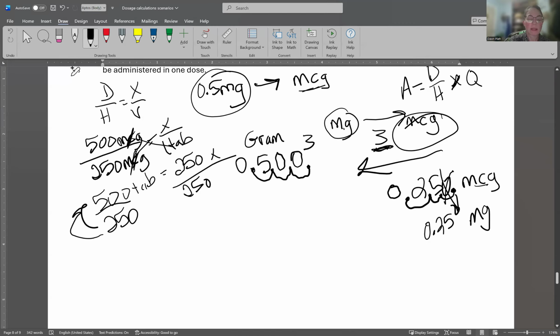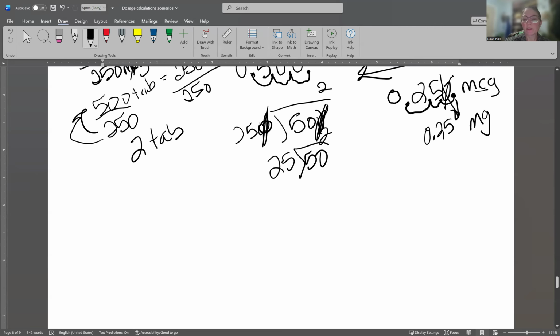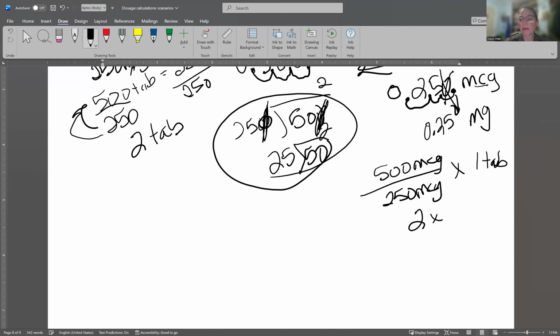250 into 500. You can write it out. 250 into 500 is 2. And if you wanted to, you can cross off that outer 0 and the inner 0. You can't cross off anything else because nothing else is the same, and shorten it to 25 into 50, and you'll get the same answer of 2. Same concept. So it's going to be 2 tabs. A equals D over H times Q: 500 micrograms over 250 micrograms times 1 tab. You do that division, get 2 times 1 tab equals 2 tabs. Your answers are exactly the same.